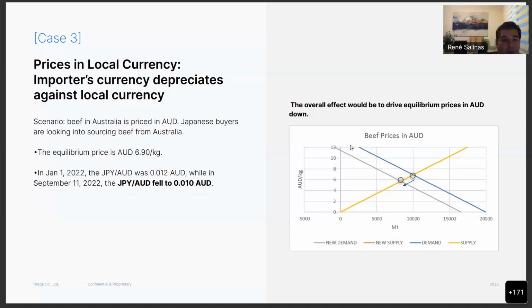So on January 1st, to purchase 1 ton of beef, Japanese buyers paid 575,000 Japanese yen. But in September, to do the same, they will have to pay 690,000 Japanese yen. Or, assuming they're willing to pay the same Japanese yen as in January, they will only purchase 0.8 tons. So we would expect to see a decline in demand. Supply, as it is determined in Australian dollars, would remain the same. So the overall effect would be to drive equilibrium prices in Australian dollars down as well.